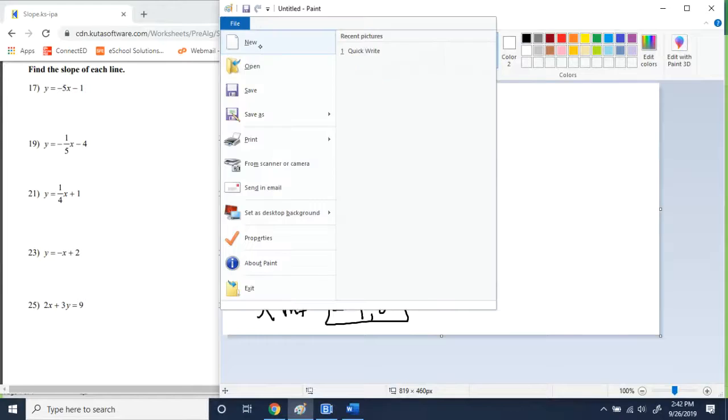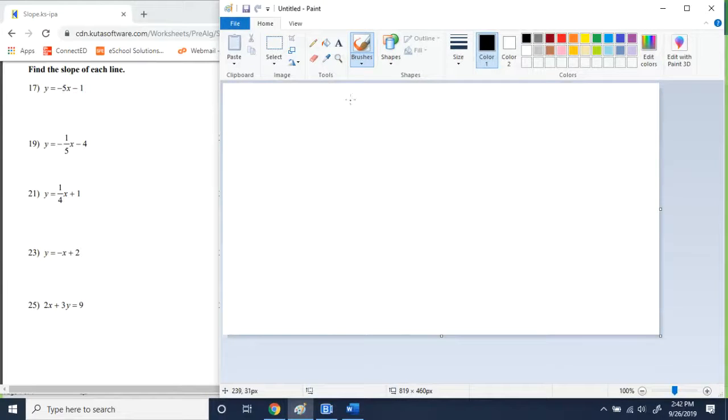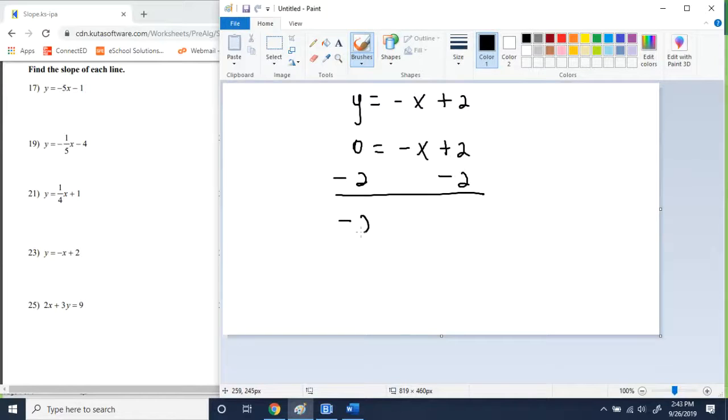Okay, and let's also do number 23 to find the x-intercept and the y-intercept. So we have y equals negative x plus 2. To find the x-intercept, we're going to put 0 in for y: 0 equals negative x plus 2. Working to get the variable by itself, we're going to move the 2 across the equal sign, which is the opposite operation. Negative 2 equals negative x. I always want a positive variable, so I'm going to divide by negative 1 on both sides. So 2 equals x. That's going to be my x-intercept, 2, 0.